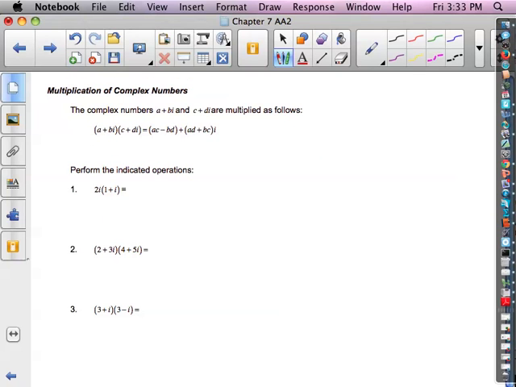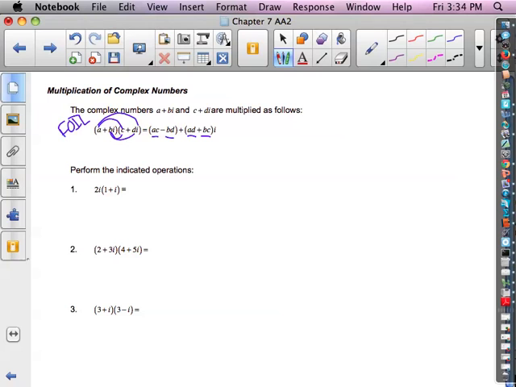Multiplying complex numbers. Now you just FOIL like you would any other pair of binomials. So you're going to FOIL. Here you would have a times c, gives you ac. Then a times di, which is going to give you that ad. Then bi times c, which will give you that bc times i. And then bi times di, which is going to give you bd.